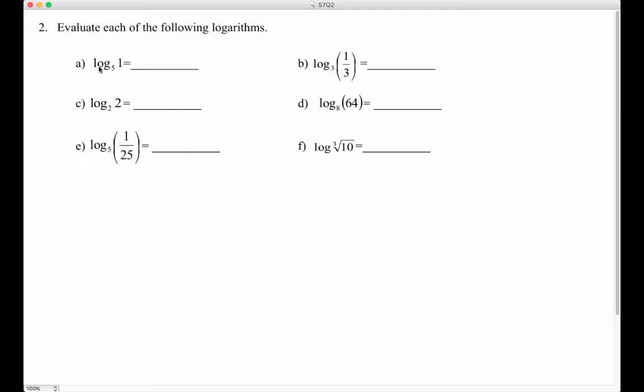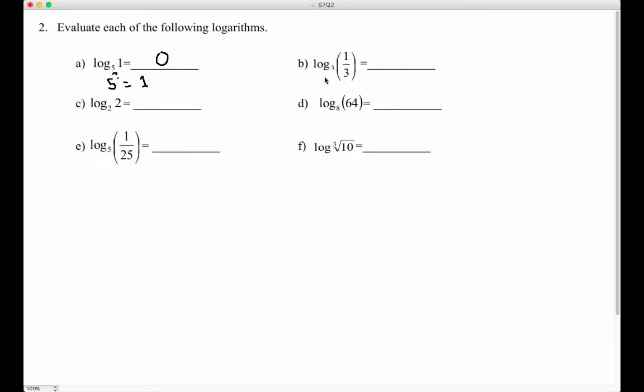So for example here, what this is really asking me is what is the exponent on a 5 that gets me back 1? And if you think about that, that's hopefully pretty straightforward: if I raise 5 to the 0 power, then I get back 1. So in other words, the question mark here, or what I'm raising 5 to, is the 0 power.